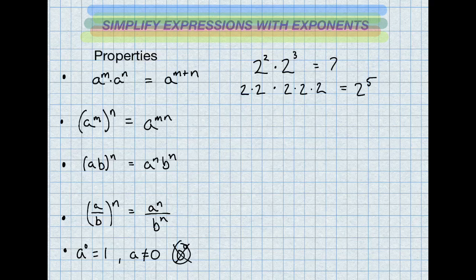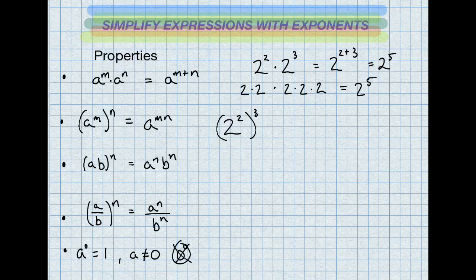So that's going to be 2 to the 2 plus 3, which is also 2 to the 5th. Okay, so there it is. There's your m plus n. There it is right there. Okay, pretty simple explanation of how that first one works. Okay, the second one, let's say you have 2 squared, and that is being cubed.